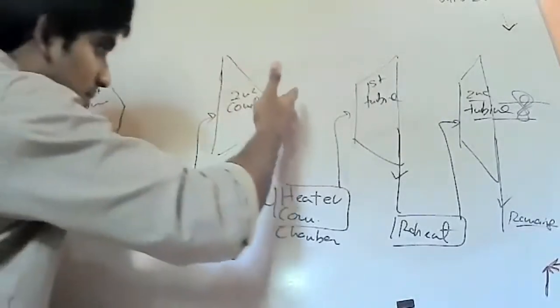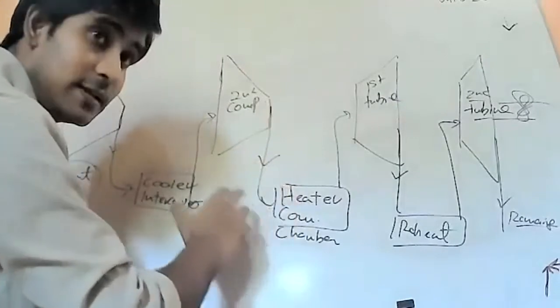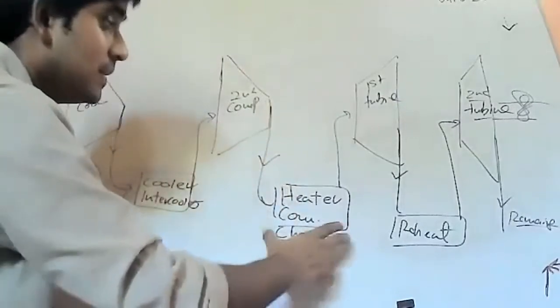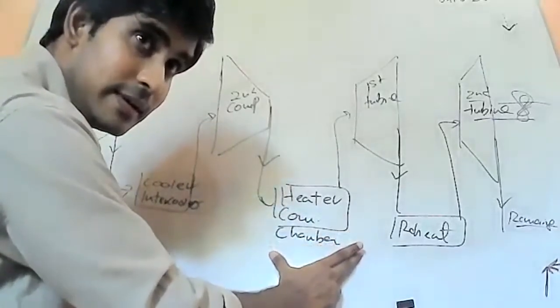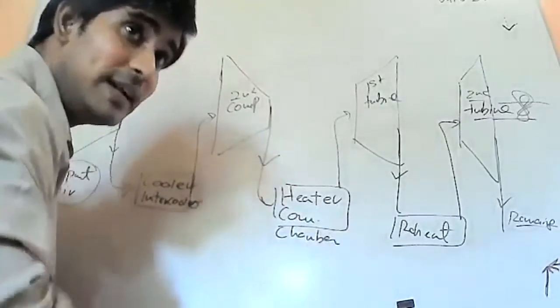So then from this compressor, we are going to get the final compressed air output, right? So that we are going to heat, right? Heat in a combustion chamber. Okay, right? Why? Because we need to provide necessary heat.